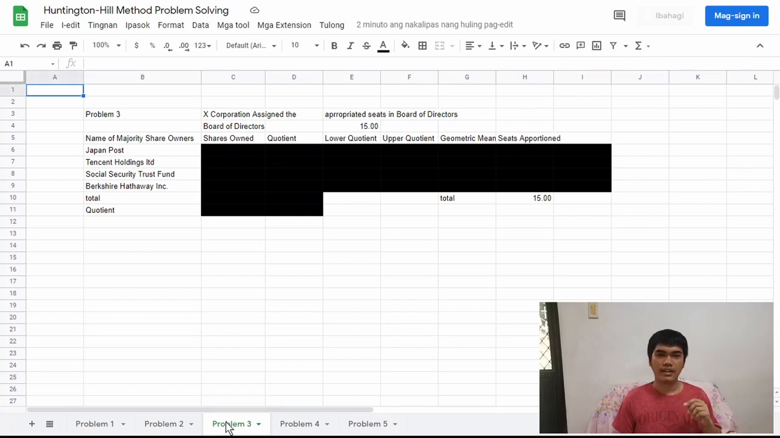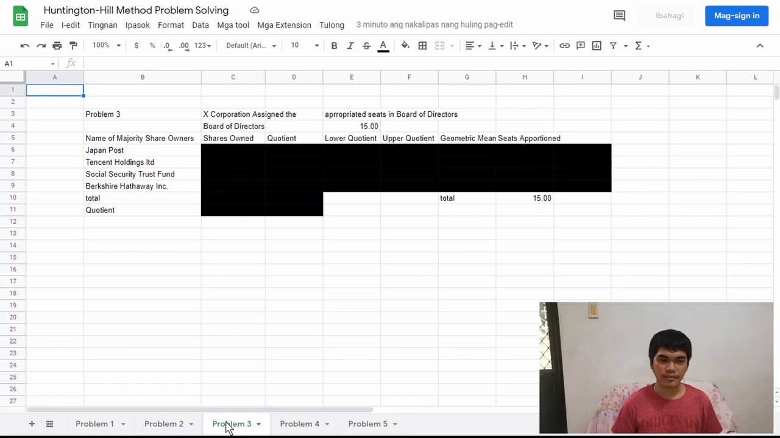This Huntington-Hill method can be used also in the private space, the private companies. So we will compute the seats in the board of directors, which totaled 15, and the major owners of their shares. These major owners of their shares will be the ones who will decide the people that they will install in the board of directors.